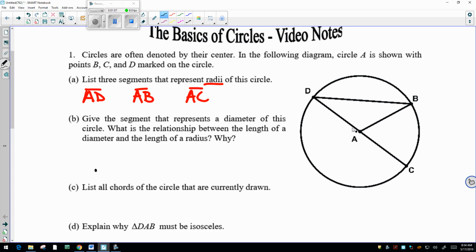as long as it's going from the center to the edge. Okay. Letter B, give the segment that represents the diameter of the circle. Okay, so the diameter has to go through the center, and it has to go from edge to edge. So our diameter would be DC.